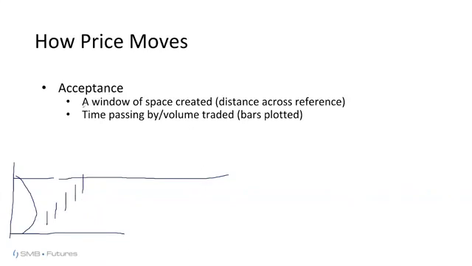We're going to look at 2 things. One is going to be a window of space created, okay? Y-axis distance across the reference. And in fact, when it's a bullish example, we're going to use the lows of the bars, okay? So the best trades to me, there's the first bar where we actually have any space whatsoever of the low of that bar being fully across our reference, okay? So I love to see something like this.